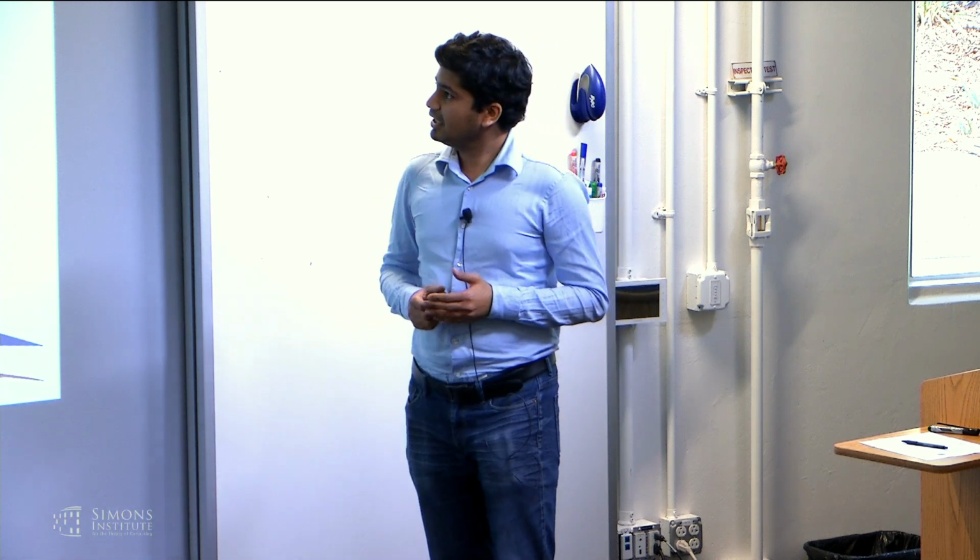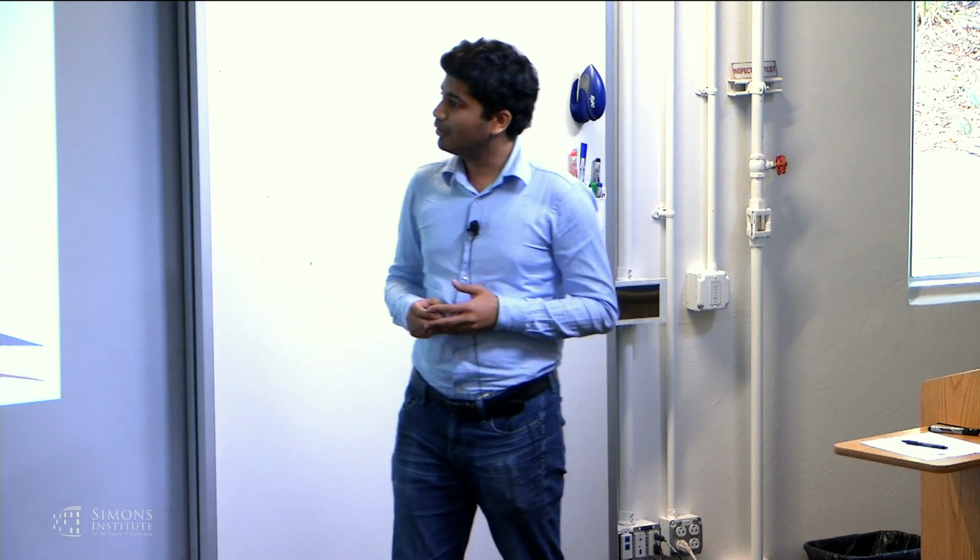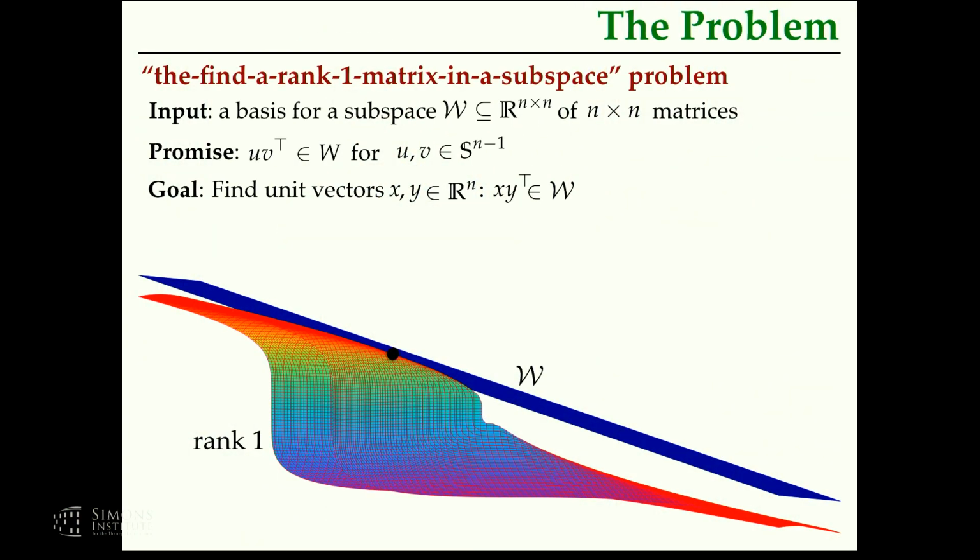So in particular, this is going to be about a problem that for now I'm going to call the find a rank 1 matrix in a subspace problem. That's going to be a mouthful, but I'm going to stick to it because this problem comes from some quantum information motivation. I'm going to tell you that motivation in a bit, but I won't carry around that name for the purpose of the talk. So the talk is going to be completely classical.